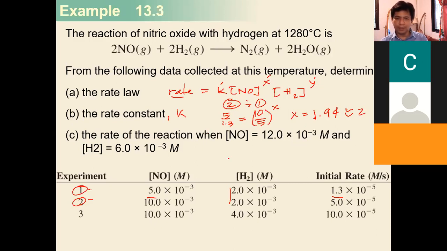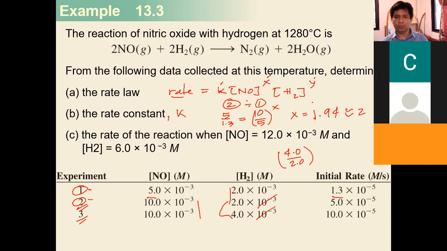So yung y naman, power yan ng H2. Ano? So hanap kayo naman ng constant yung NO. Ito constant siya. Ano? 2 at saka 3. Constant yung NO. So yung concentration ng H2 is 4 divided by 2. Diba? It's basically 2. Kita nyo to? 4 divided by 2. Tama ba? 4.0 divided by 2.0. Kinancel ko na itong 10 to the minus 3.